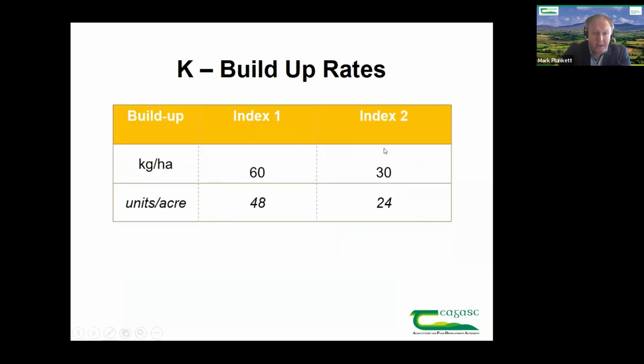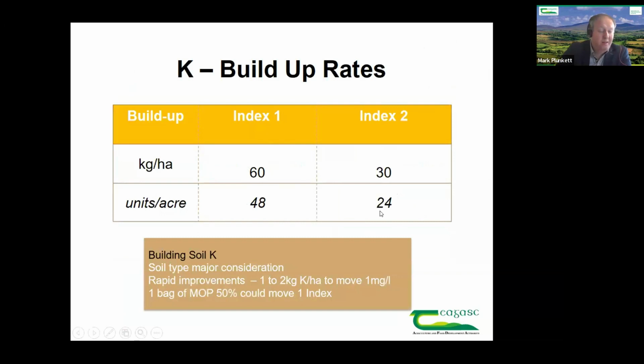In terms of potash then, so again, look, index 1, we talk about an extra 60 kilos plus maintenance, and index 2, 30 kilos. And again, in old money, that's 48 units or a bag of muriate at index 1, or 24 units at index 2, or half a bag of muriate.